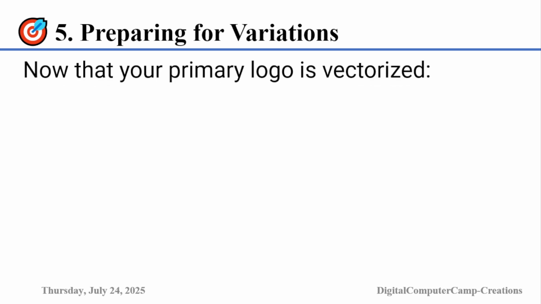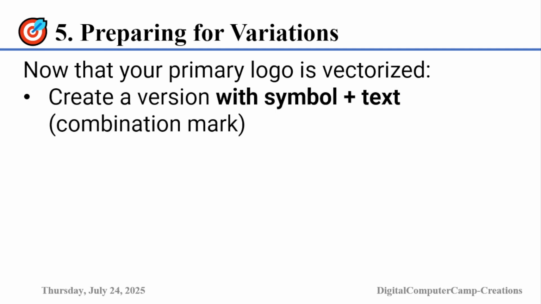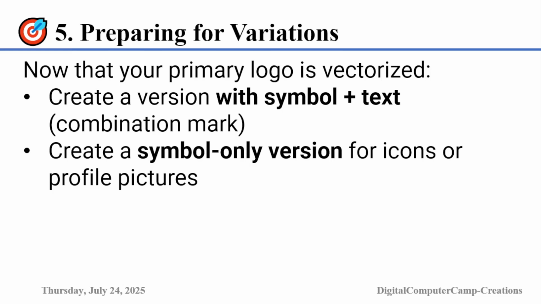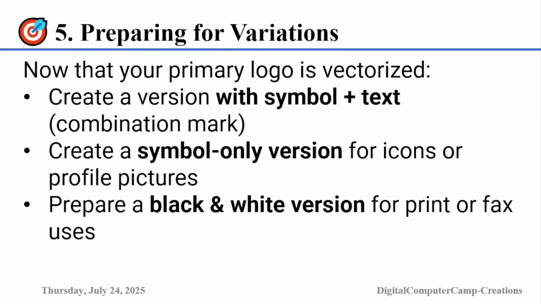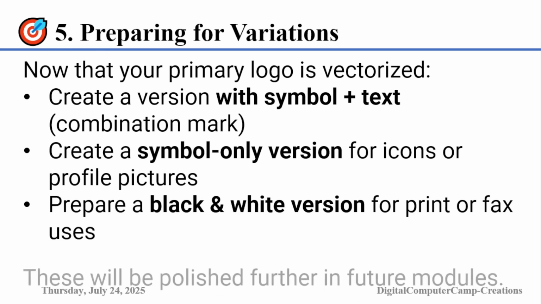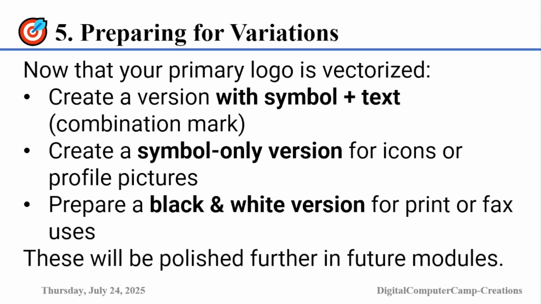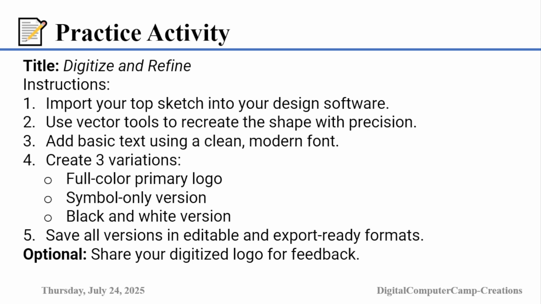Preparing for variations. Now that your primary logo is vectorized, create a version with a symbol plus text combination mark, and then create a symbol-only version for icons or profile pictures. Prepare a black and white version for print or fax uses. This will be polished further in future modules.